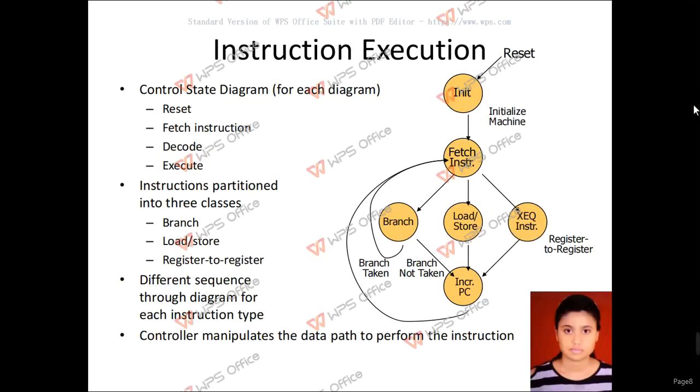Next is instruction execution. In this, this is the control state diagram. First we initialize our machine, then fetch instruction with branch, load or store, and then register to register instructions. Then we increase our program counter and it goes to again fetch instructions.